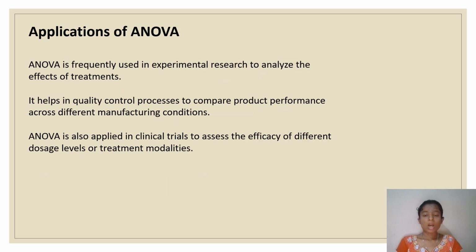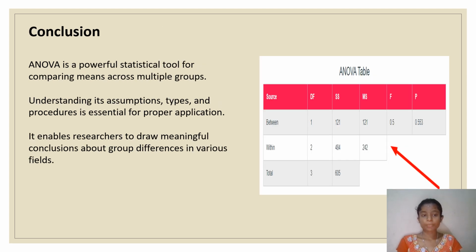Applications of ANOVA. ANOVA is frequently used in experimental research to analyze the effects of treatments. It helps in quality control to compare product performance across different manufacturing conditions. ANOVA is also applied in clinical trials to assess the efficacy of different dosage levels of treatments and modalities.